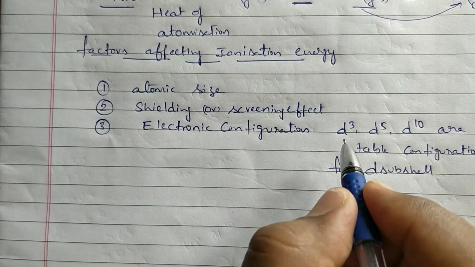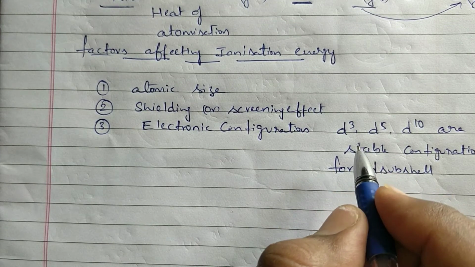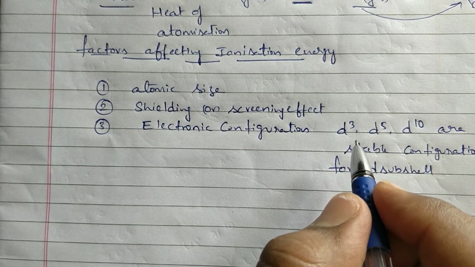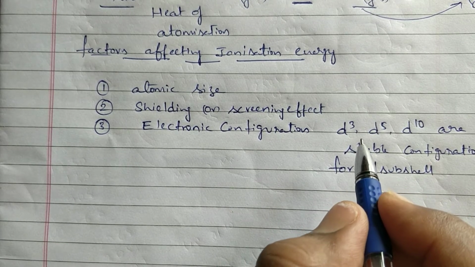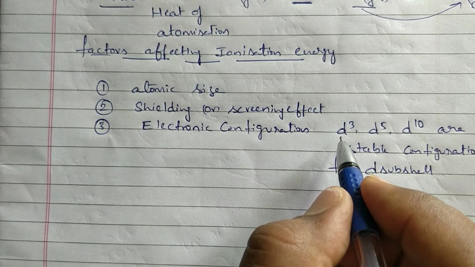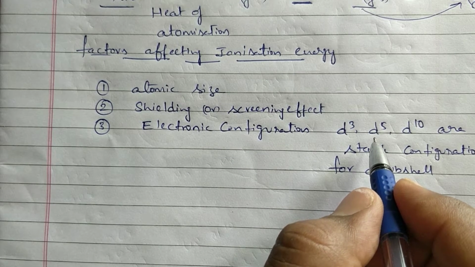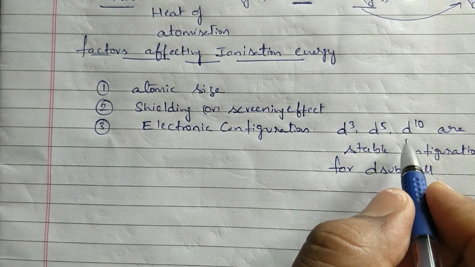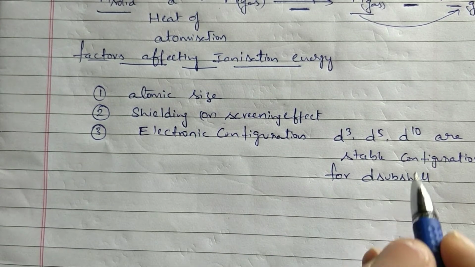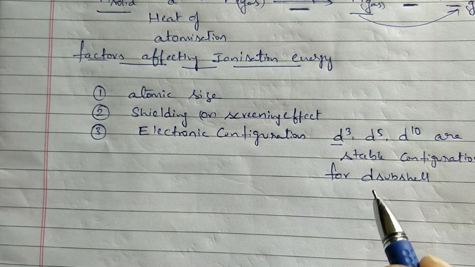To remove an electron from these configurations requires a very high amount of energy. That means from d3, if you want to remove an electron to become d2, a high amount of energy is required. From d5, if you want to remove an electron, it is the same. d10 also is like that, because these are stable configurations for the d subshell. What is this d3?